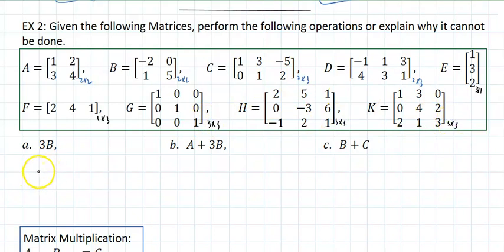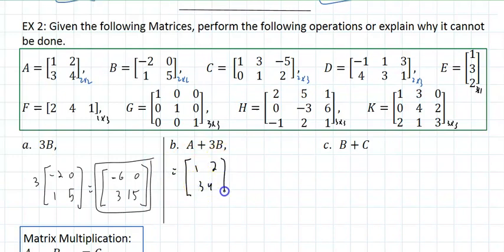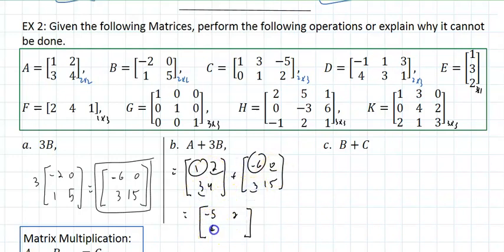So first, can I find 3b? Well, to find 3b, I'm really looking at 3 and where's b? b is negative 2, 1, 0, 5. So that would be multiply each entry by 3: negative 6, 0, 3, and 15. That's doable. How about A plus 3b? Well, A is 1, 2, 3, 4. 3b I just found to be negative 6, 0, 3, 15 from example A. And all I have to do here is 1 plus negative 6, 2 plus 0, 3 plus 3, and 4 plus 15. And that's basically it.